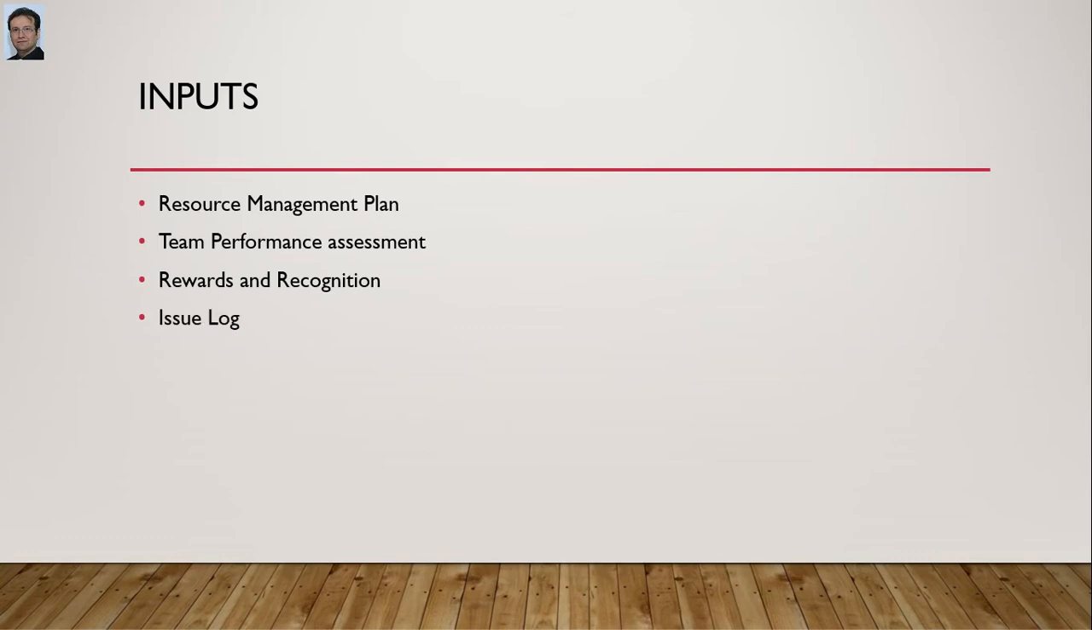Next is issue log. Issues arise in the course of managing the project team. An issue log can be used to document and monitor who is responsible for resolving specific issues by a target date. Next is work performance reports. These are the physical or electronic representation of work performance information intended to generate decisions, actions, and awareness.